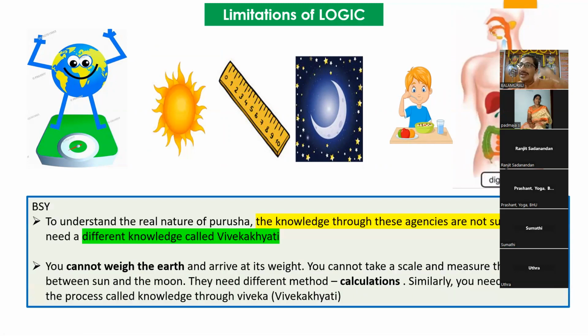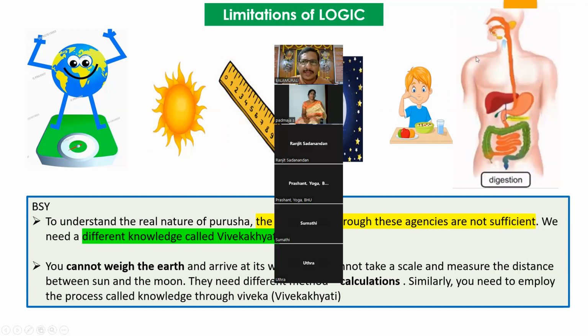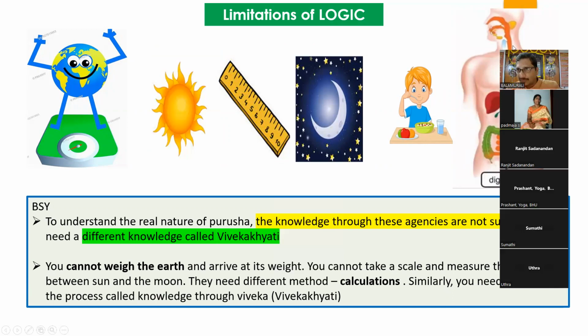So you need a different kind of knowledge. This comes through dharana, dhyana, samadhi. If you do that, you can control your body parts. You see many yogis control their heartbeats and other body parts. Any problem comes, they meditate and rectify it. You gain mastery over something you never thought of. This is a limitation of logic.